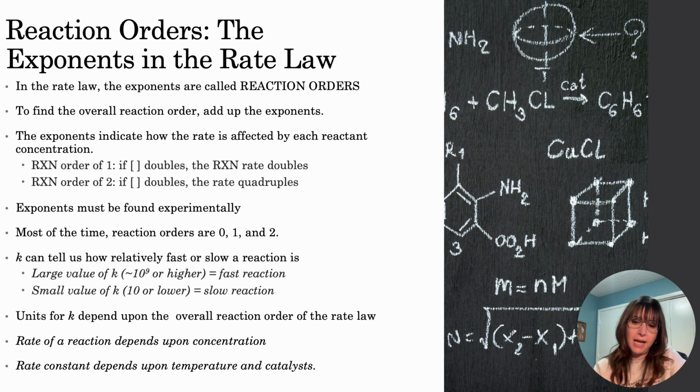The units for K, the label you put on it, change all the time, and it depends upon the overall order of the rate law, which I'll show you in an example. It's really not hard, and you learned it in basic chemistry. The rate of a reaction depends upon concentration, and the rate constant depends upon temperature and catalyst. For the most part, we don't really deal with all that. I just want you to know how to analyze the data and come up with the rate law, which we're going to take a look at.